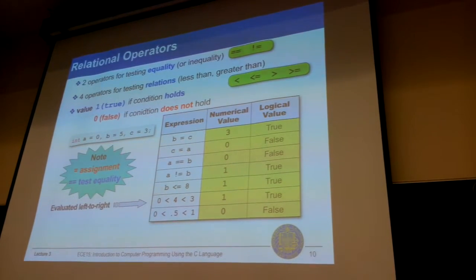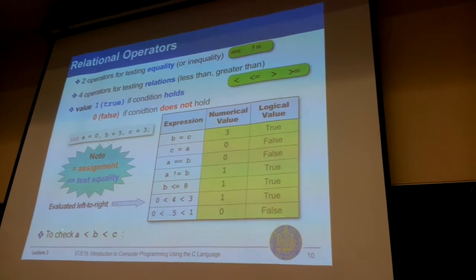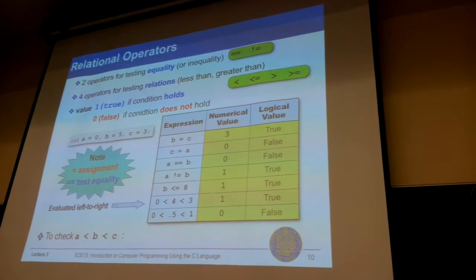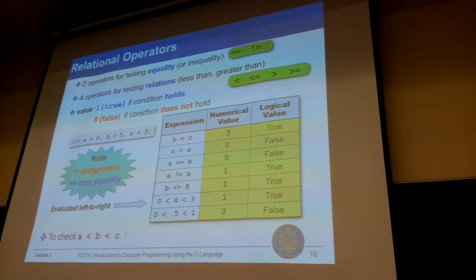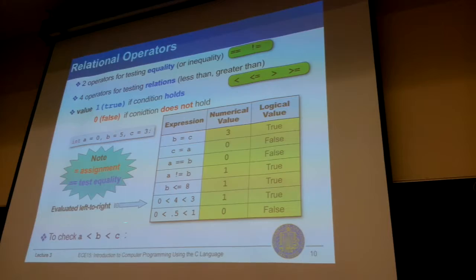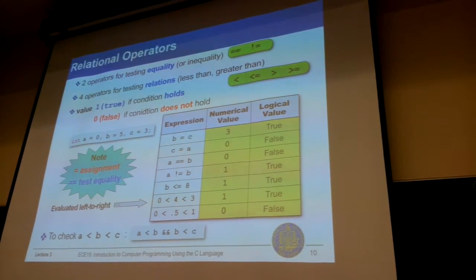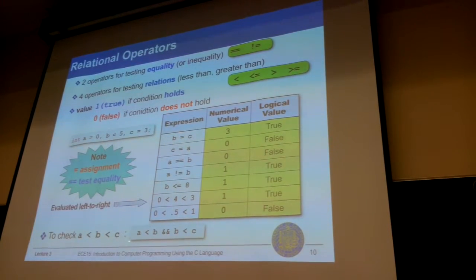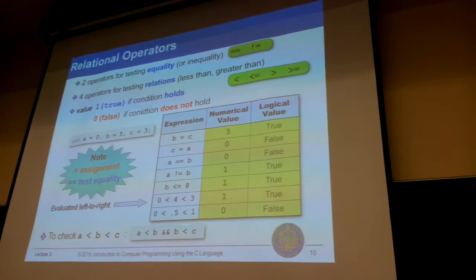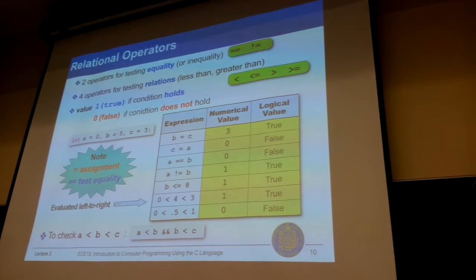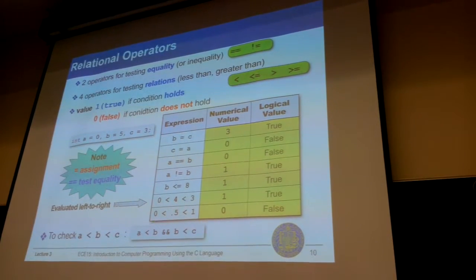So let's say you actually wanted to check this mathematical relationship, right? Obviously, these formats don't work correctly. So the way to do it in C is to use an AND operator. Right? You're going to check these relationships separately. Check that A is less than B and B is less than C. So we would rewrite this, for example, as 0 is less than 4 and 4 is less than 3.